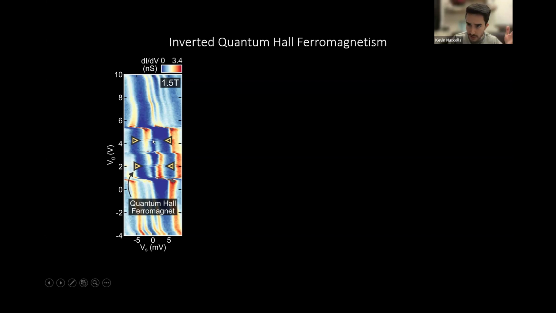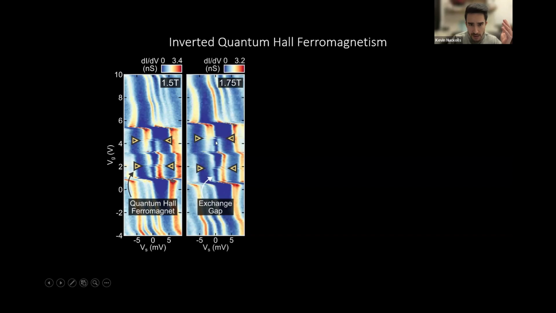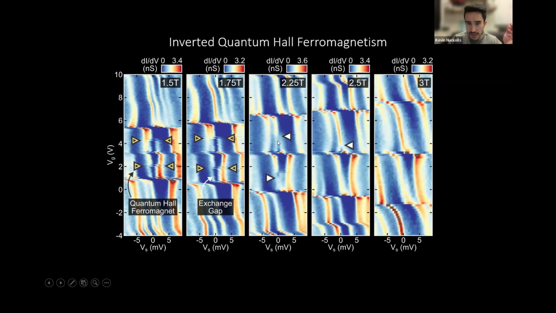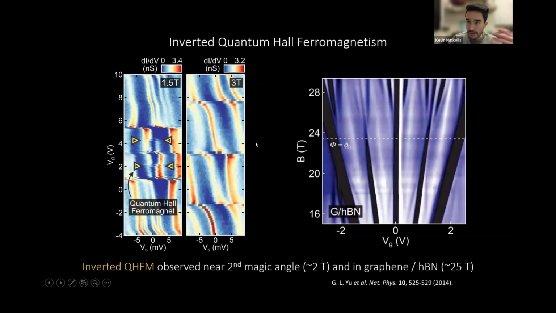So all of these features are due to correlations, and as we increase the magnetic field, we see them persist to 1.75 Tesla, but increasing the magnetic field further causes them to start to lessen, they get blurry, and then at 3 Tesla, there are no signatures of these correlation effects. The Landau level is effectively featureless, suggesting that all of these signatures have been thwarted by some other mechanism. So this is really perplexing, but it does mirror some of the observations that occurred in graphene on boron nitride under very different experimental conditions.